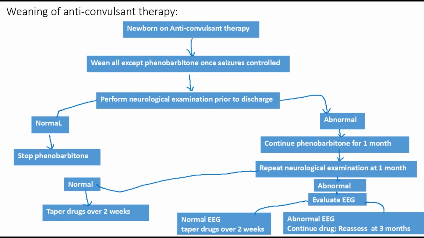Weaning of anti-convulsant therapy. A newborn on anti-convulsant therapy, wean all except phenobarbital once seizure is controlled. Perform neurological examination prior to discharge. If normal, stop phenobarbital. If abnormal, continue phenobarbital for 1 month. At 1 month, we repeat the neurological examination. If normal, taper the drug over 2 weeks. If abnormal, we go for EEG, and if EEG is normal, taper the drug over 2 weeks. If EEG is abnormal, continue the drug and reassess at 3 months. And this is done the same at 1 year of age.